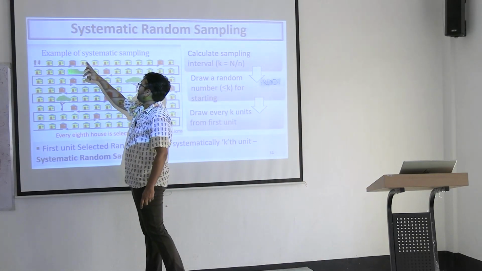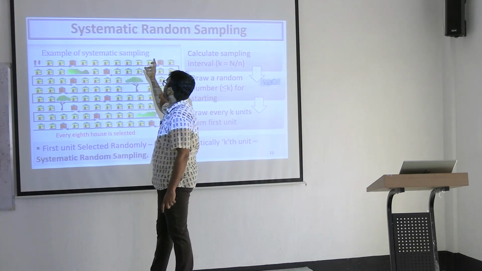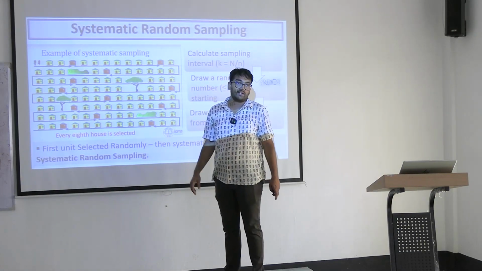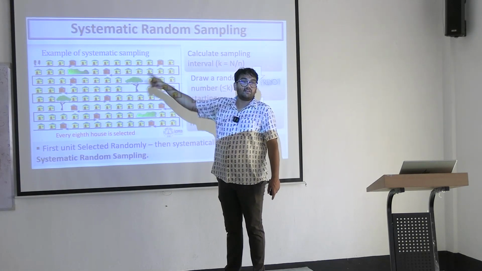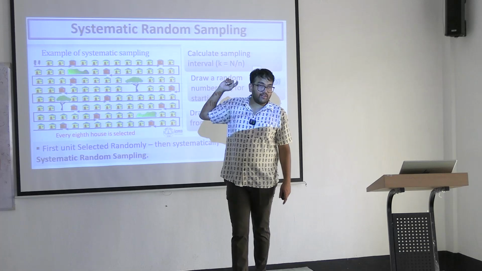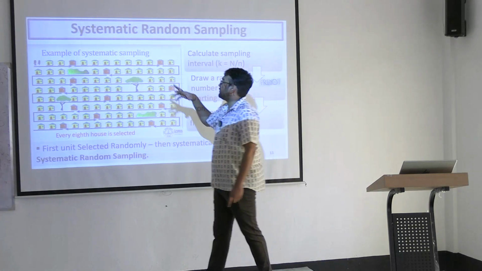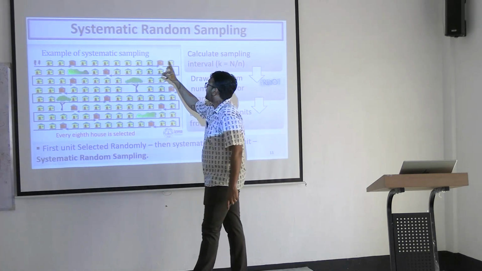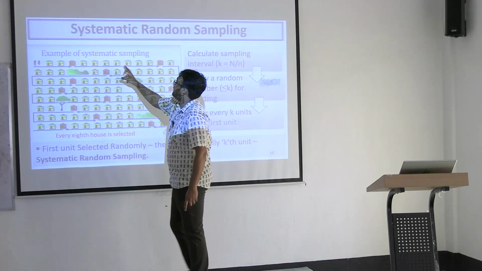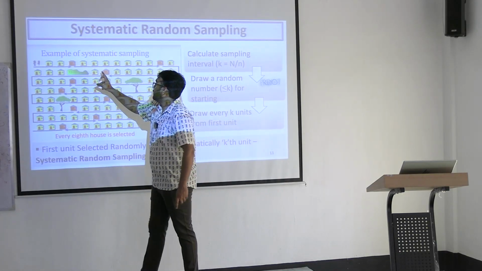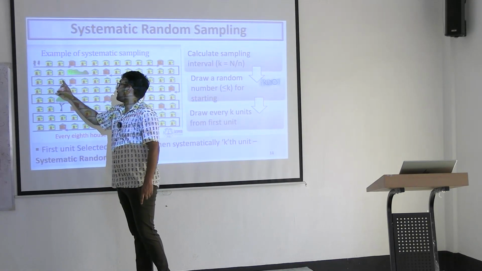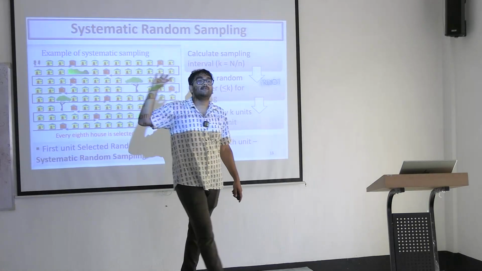After that they gave a gap of 1, 2, 3, 4, 5, 6, 7, 8th one they have selected. So the sample interval here is 8. Random start was 3. So they selected 3, then they selected 11. Then again 1, 2, 3, 4, 5, 6, 7, 8. So like this we go on.